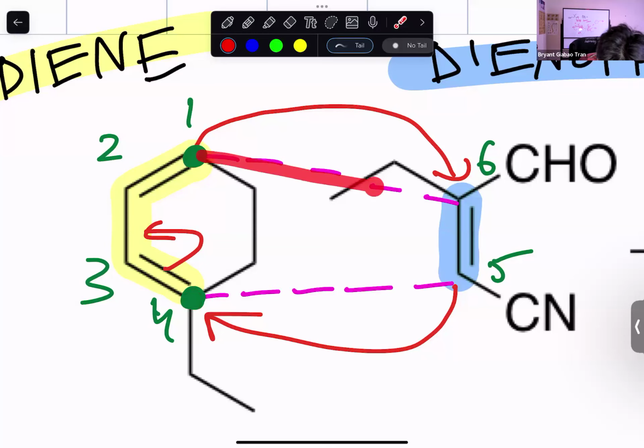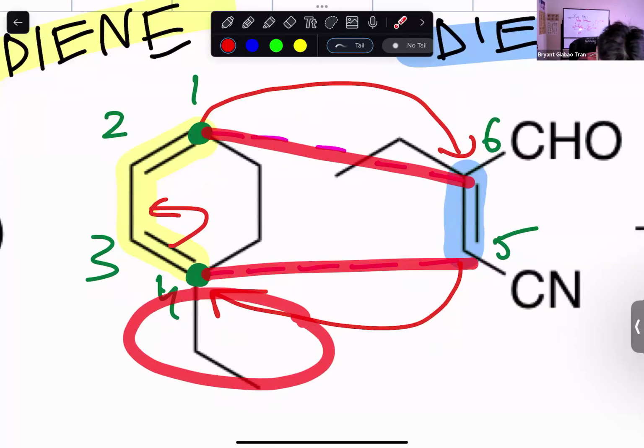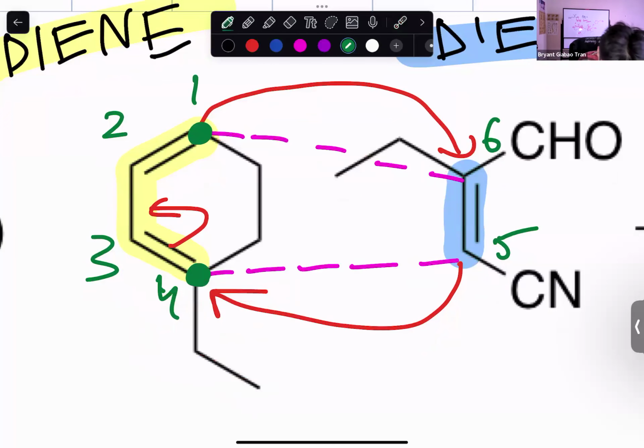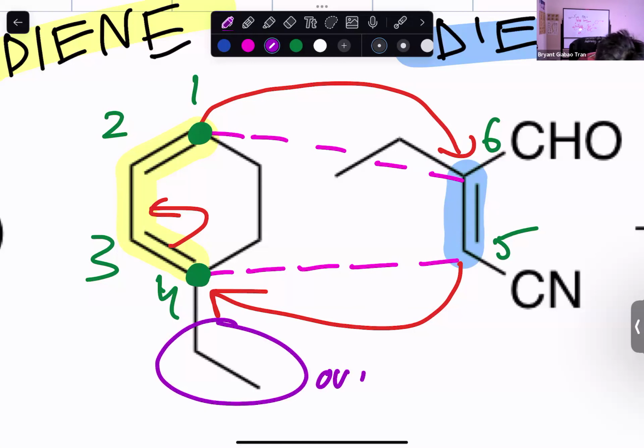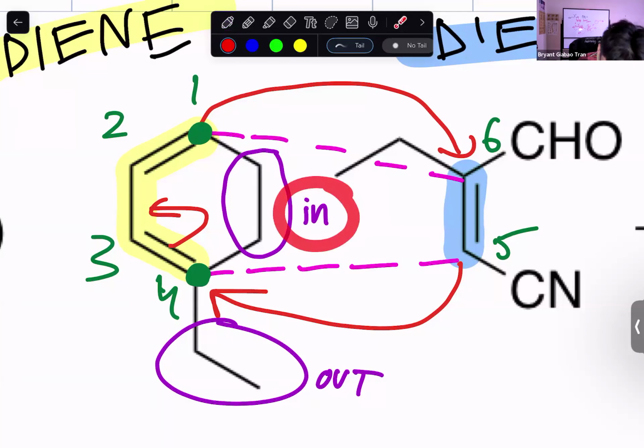Look at the pocket right here between the diene and dienophile. If the group is going outside of the pocket, that's called an out group, right? We see this ethyl group here, that's going outside of the pocket. So this ethyl group right here is considered my out group. Where inside of the pocket, we see that CH2 chain inside the pocket, which is going to be considered our in group, right?